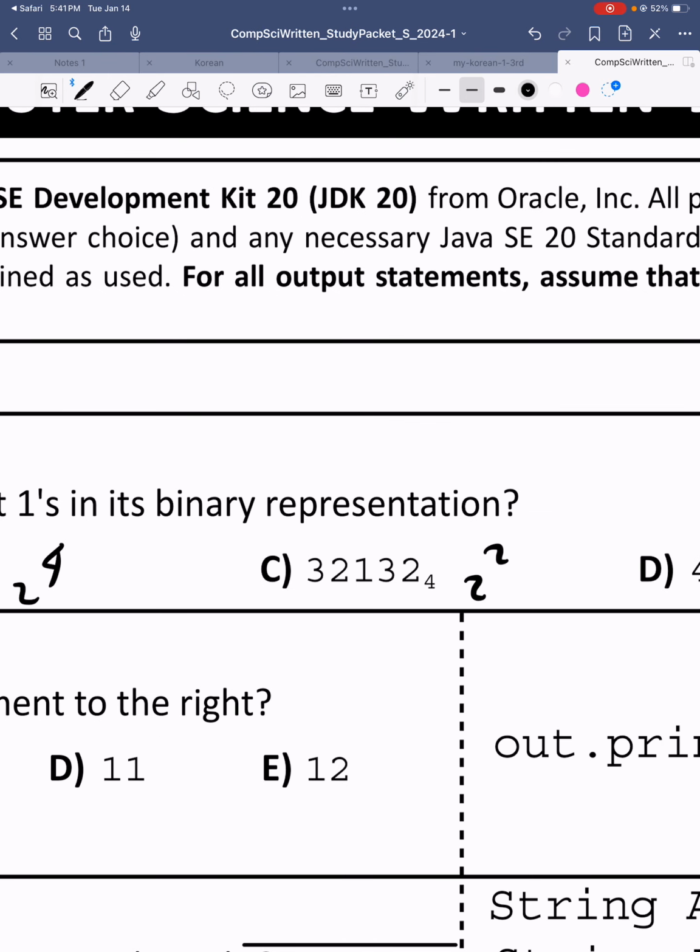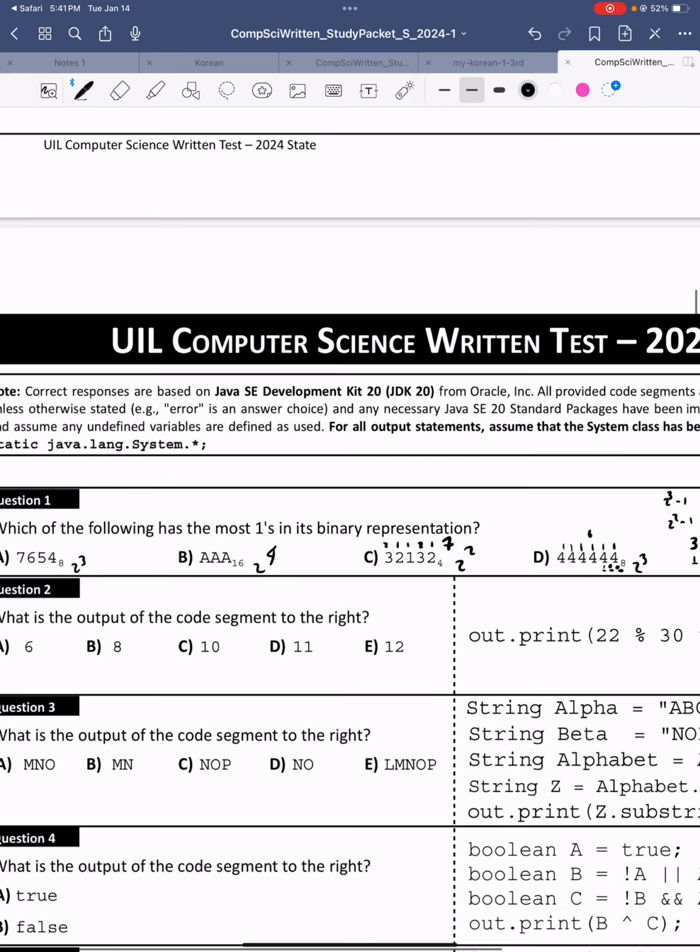Look over here. Same thing. 2 is going to be 1. 3 is going to be 2. 1 is going to be 1. 2 is going to be 1. 3 is going to be 2. So that's going to be 4, 6, 7. 7 right here. Right, are you following me?